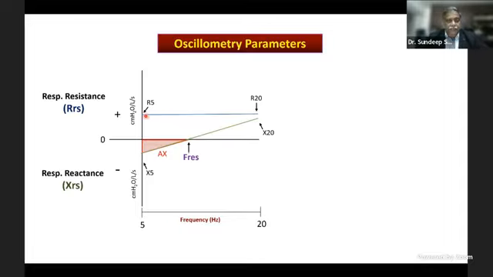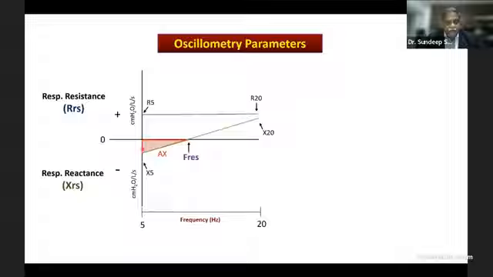Now, of these two lines, the blue line is the line of resistance. At some point, you can see that the resistance at 5 hertz is this much. And as you increase the frequency, the resistance line remains a flat line. Even your resistance at 20 hertz is the same as the resistance at 5 hertz. So in other words, resistance is frequency independent. No matter what frequency we use, the line of resistance remains a flat, straight line.